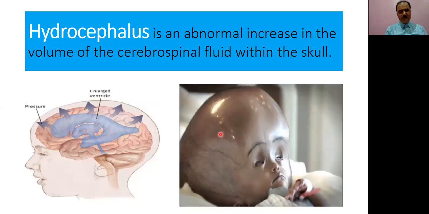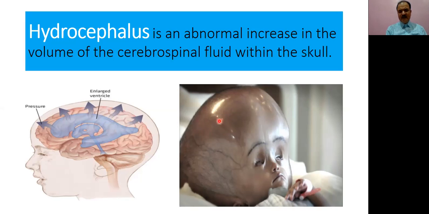There is also another condition that we call hydrocephalus. Hydrocephalus is an abnormal increase in the volume of the cerebrospinal fluid within the skull, which can be of any cause. Maybe because of an obstruction in the passage of the cerebrospinal fluid, if any of the channels are blocked, or if there is increased secretion of the cerebrospinal fluid, or there is decreased absorption of the cerebrospinal fluid. And what happens if it is before birth?